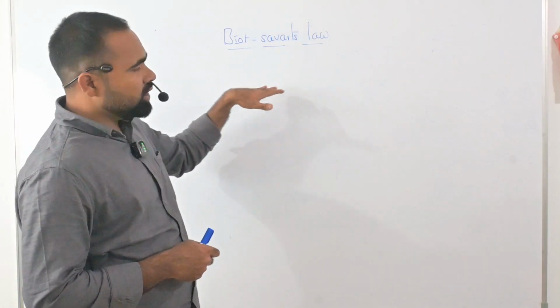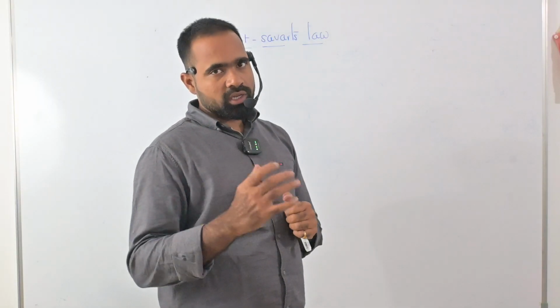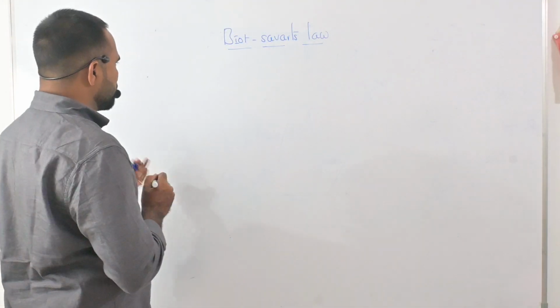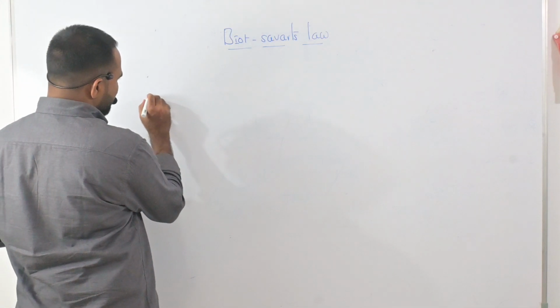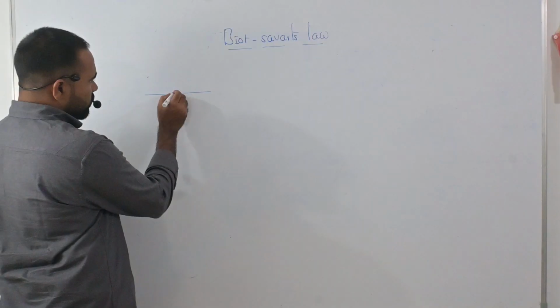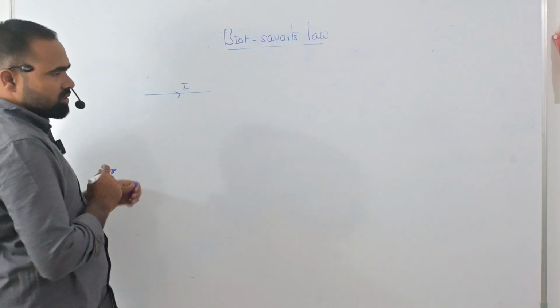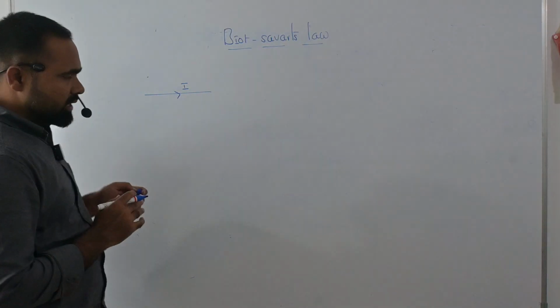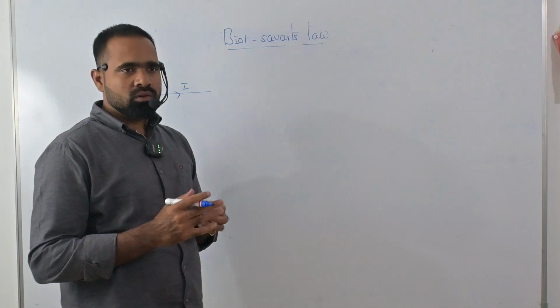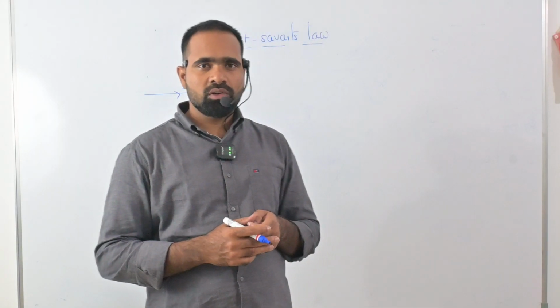Before going into Biot-Savart's law, we can start from Oersted's experiment. He took a current carrying conductor. The amount of current in this wire I am taking is equal to I. Oersted gave demonstrations to the students, and he observed.